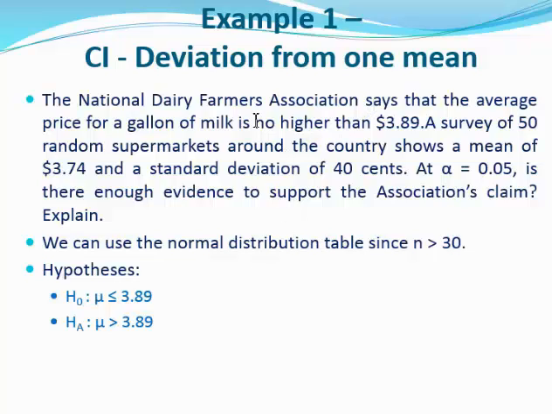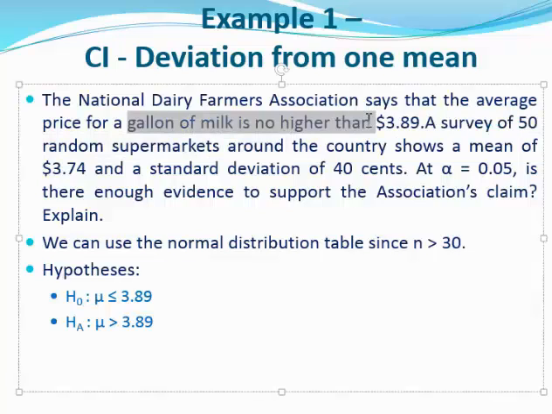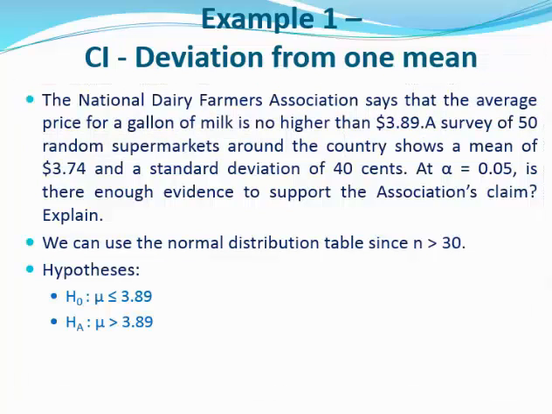The sample says that the average price for a gallon of milk is no higher than $3.89. Well, you don't care how low it is. It could be a dollar. It could be 92 cents. It could be negative a dollar. I mean, for all we care, it makes no difference how low it is. It only matters that it's not higher than $3.89. So we're only looking for a confidence in one direction, which means we have a one-tailed.